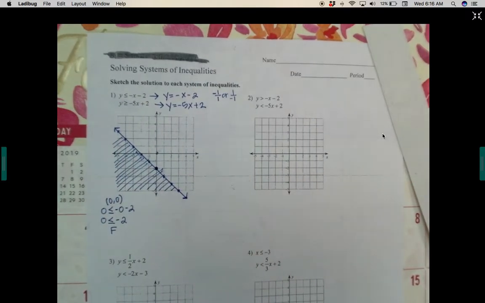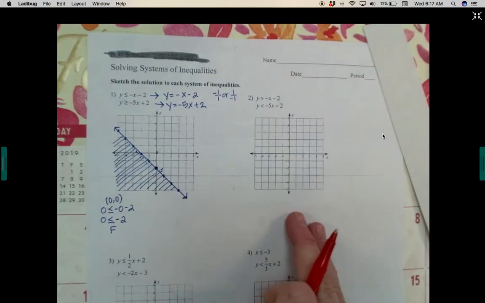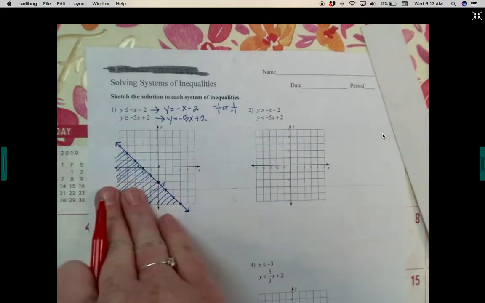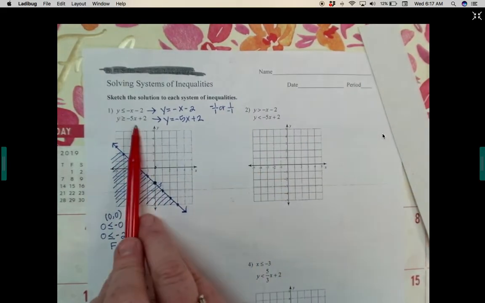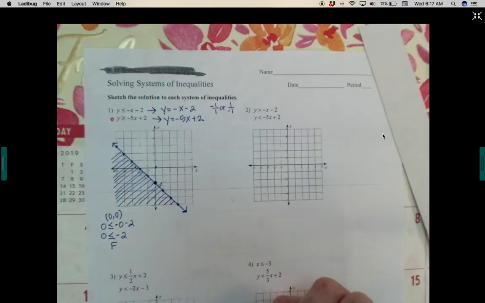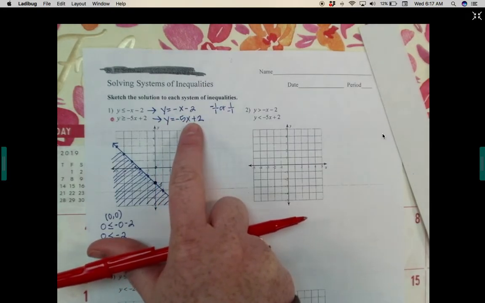Okay, so now I have another inequality. You could have 2 different colors of colored pencils or markers or pens, or if you won't get confused, you don't need to worry about it. I am a visual person, so if I see the same colors, I'm going to get confused. So I'm using a red pen for this inequality. So I have y is greater than or equal to negative 5x plus 2, or y is equal, because I rewrote it as an equation.